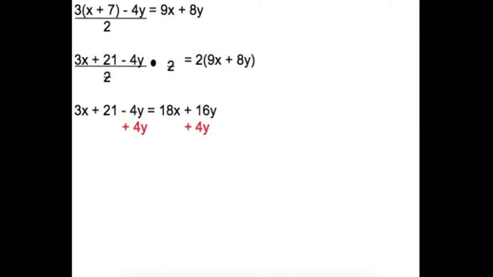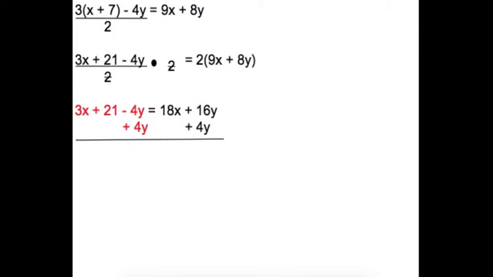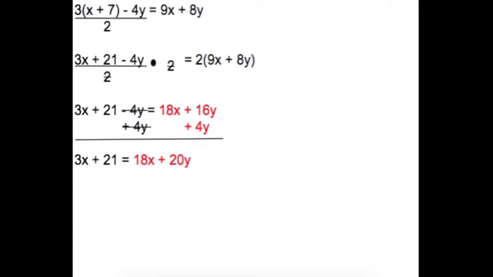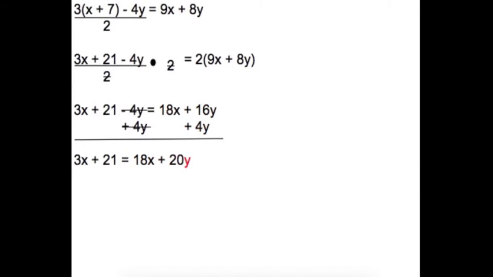What we do to one side of an equation, we have to do to the other side. Let's simplify the left side of the equation first. Negative 4y and positive 4y will cancel one another out, leaving 3x plus 21. Let's simplify the right side of the equation now. Adding 16y and 4y will get us 20y, so we are left with 18x plus 20y. Now we only have one y.